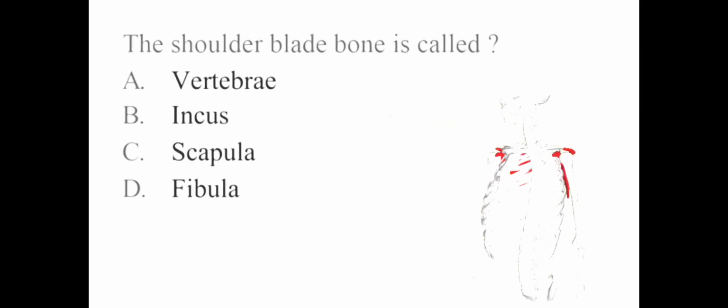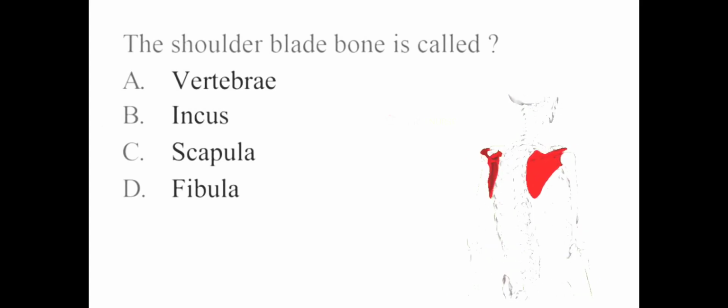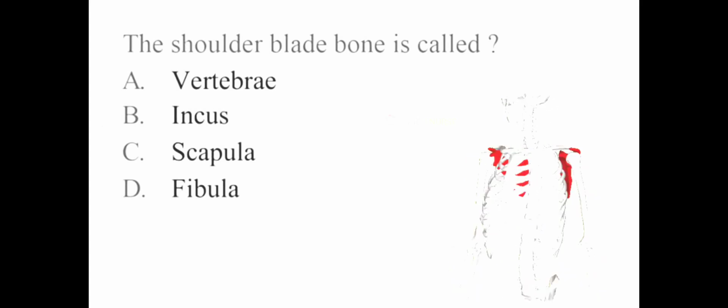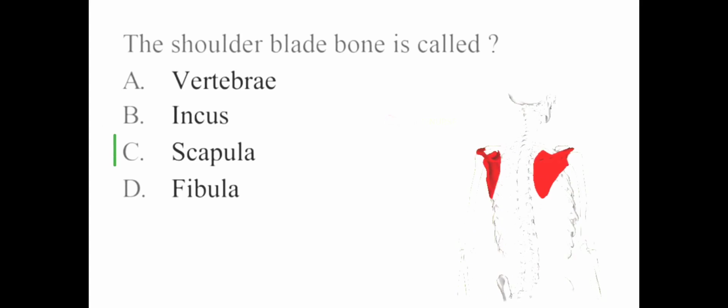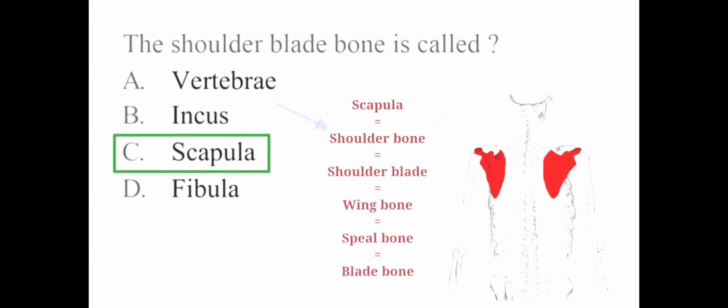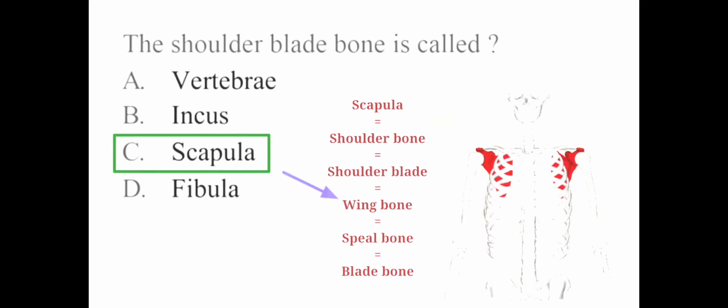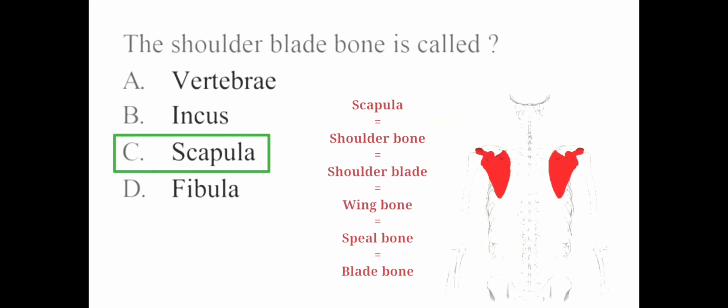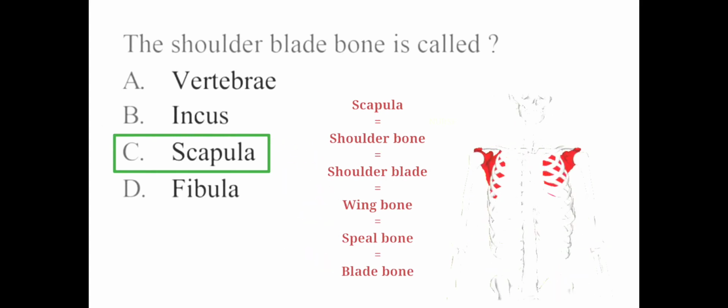The shoulder blade bone is called A. Vertebrae. B. Incus. C. Scapula. D. Fibula. And the correct answer is C. Scapula. Shoulder blade is also called scapula, shoulder bone, shoulder blade, wing bone, spinal bone or blade bone. Scapula is the bone that connects the humerus with the clavicle.